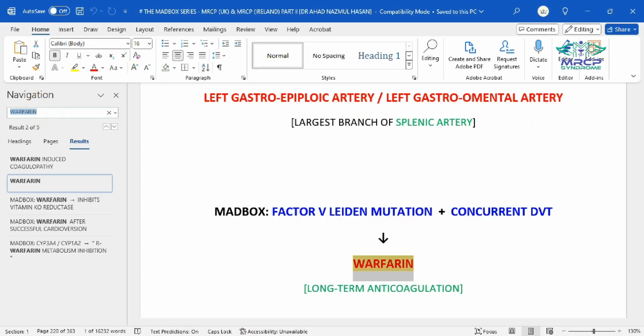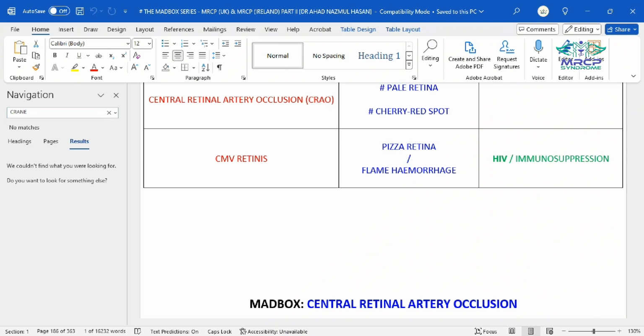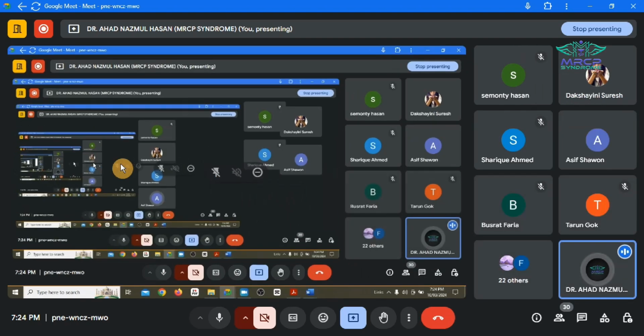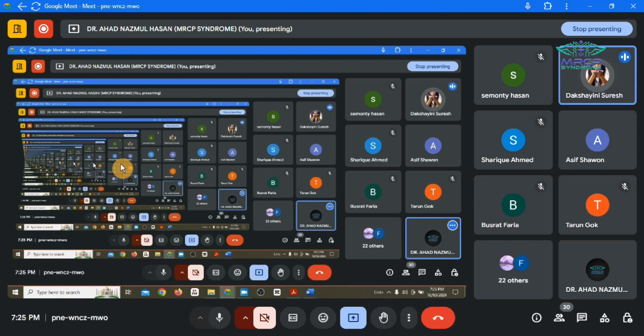Sir, this is not related to this, but can NSAIDs be used in asthma? If it is well-controlled asthma, with medication, then in that case you can go for NSAIDs. It should be well-controlled asthma, but if it is not well controlled, then you should not go for NSAIDs. Okay, sir. Thank you.